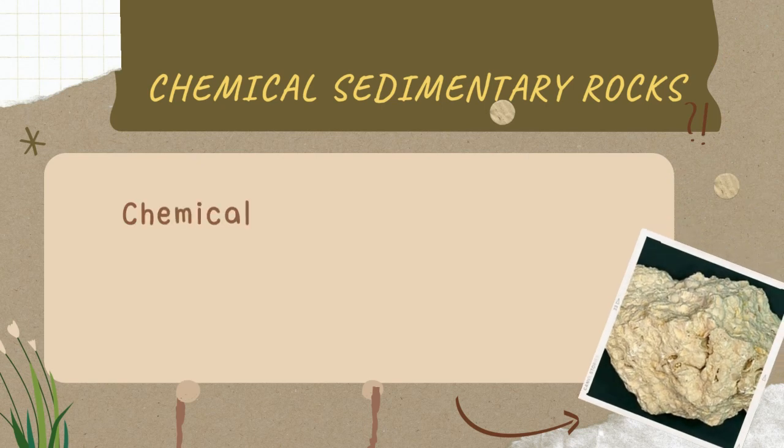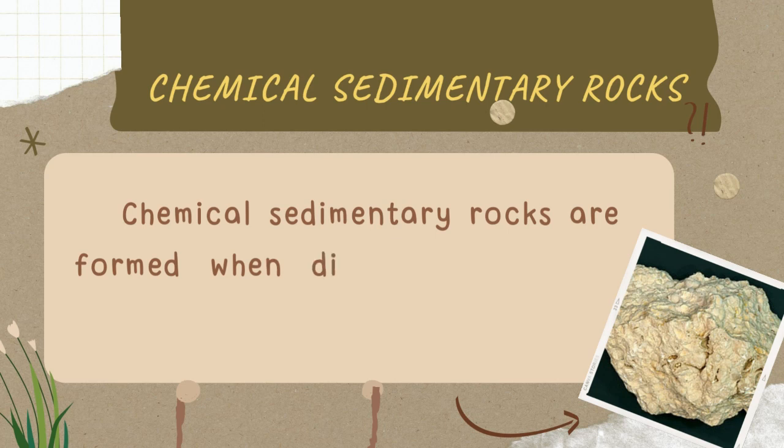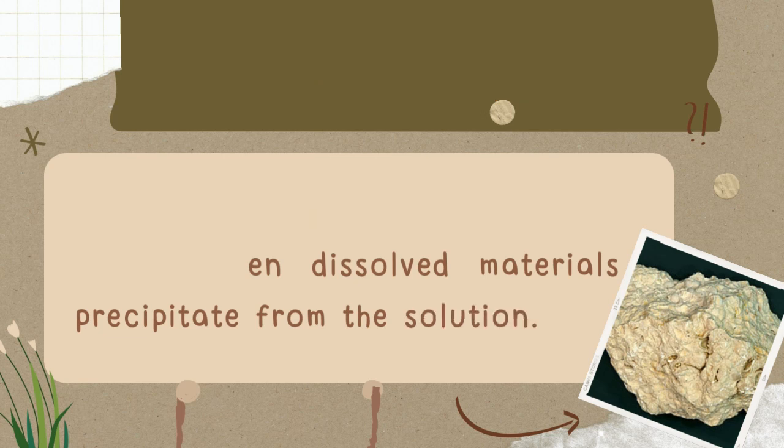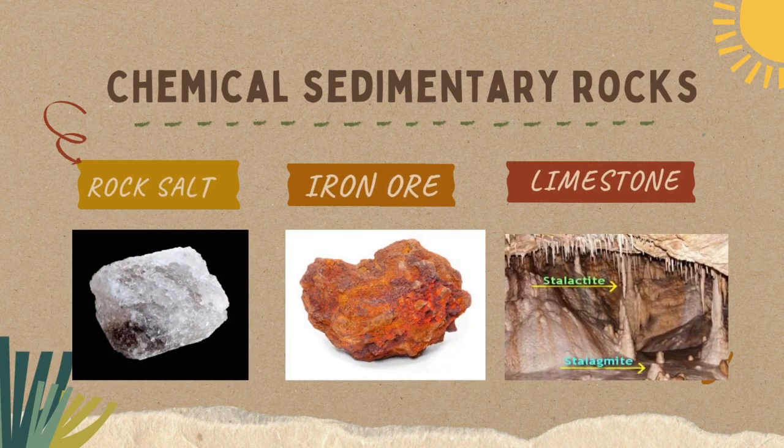On the other hand, chemical sedimentary rocks are formed when dissolved materials precipitate from a solution. Examples are rock salt, iron ore, and some limestones, such as stalactite, which hangs like an icicle from the ceiling or sides of the caves, and stalagmite, like an inverted stalactite that is rising from the floor.